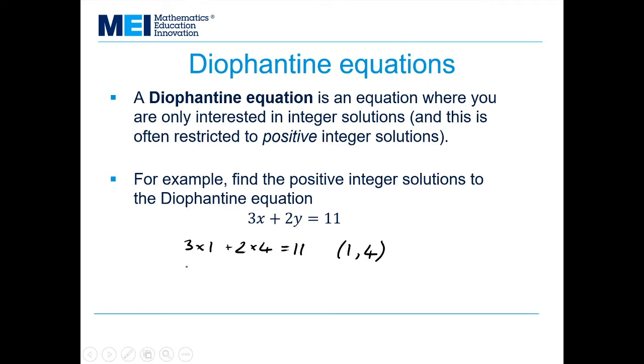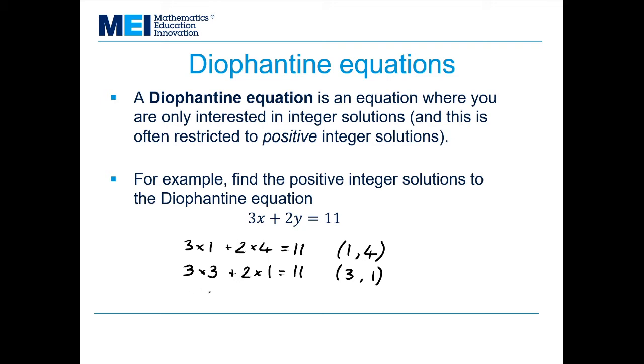Now, if I were to try the value x equals 2, I would get 3 times 2 is 6 plus 2y equals 11. Y wouldn't be able to be a whole number there. So there isn't a solution when x equals 2. When x equals 3, I have 3 times 3 is 9 plus 2 times 1, which gives me 11. So x equals 3, y equals 1 is a solution.